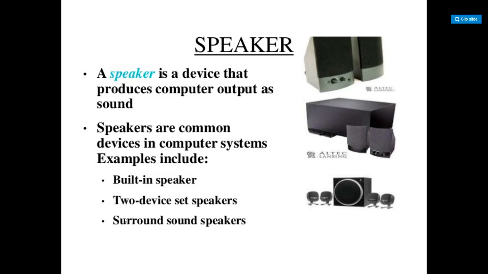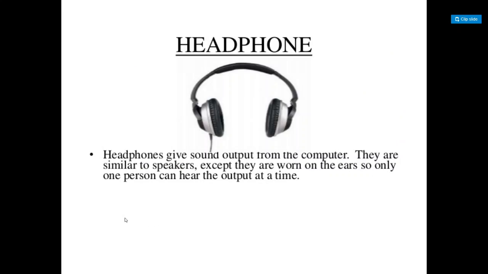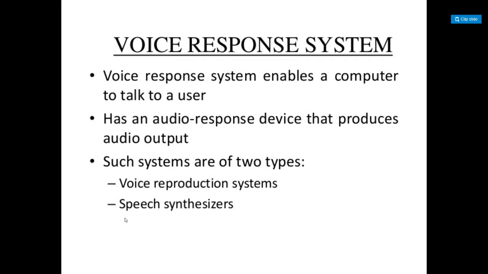We have seen these things in the first unit. And this is a speaker. A speaker is a device to produce computer sound as output, and basic examples are the built-in speaker, two device speakers, and surround sound speakers. Okay, so there are so many types in this also. Next is the headphone. Earphones or headphones are also used to get the information. Next is the voice response system.